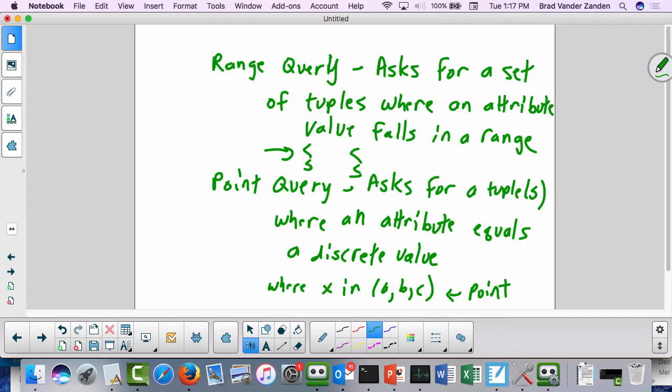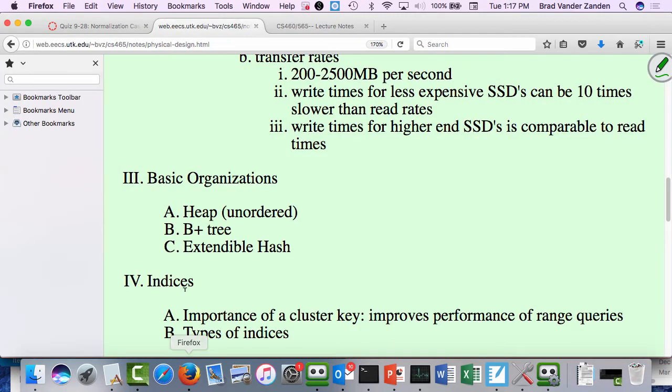Okay, so we have basically two types of file organizations. If we expect something to be frequently used in a range query, we would typically want to represent it as a B+ tree, because that's derived from a binary search tree. And if it tends to be involved in point queries, then we're probably going to use an extendable hash table, because it's based on a hash table, which is typically faster than a binary search tree.